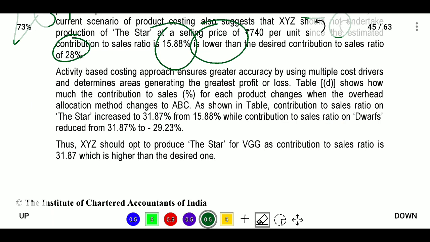Next, when we go for ABC, that is activity based, they will use the cost drivers. Based on those cost drivers, we will get a different answer, and the contributions will be calculated differently. In case of star, we will get 32.87, and in case of draft, we will get a negative contribution. So then we will go for star. We will decide based on ABC only, because activity based costing uses the most appropriate method, using all cost drivers. Now we will calculate the contribution in case of ABC.